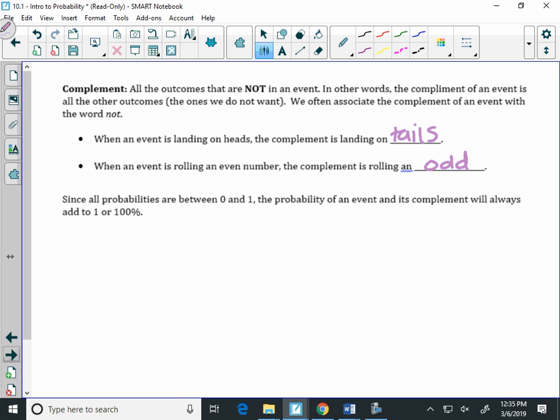This concept might be new from past math classes. Since all probabilities are between 0 and 1, the probability of an event and its complement will always add to 1 or 100%. Okay? Every time. Questions over that?